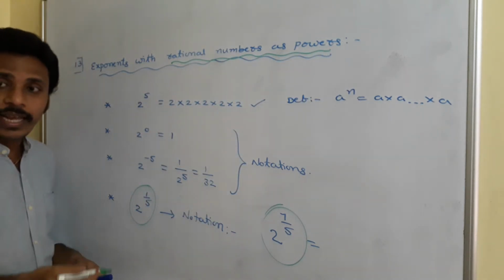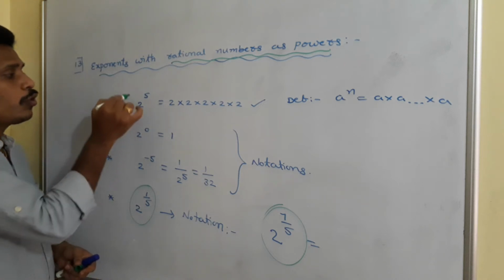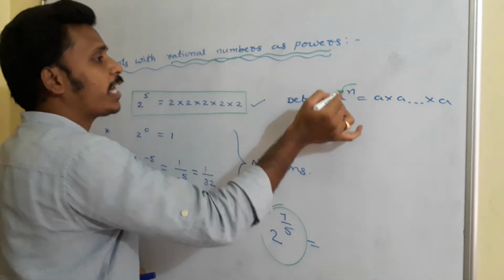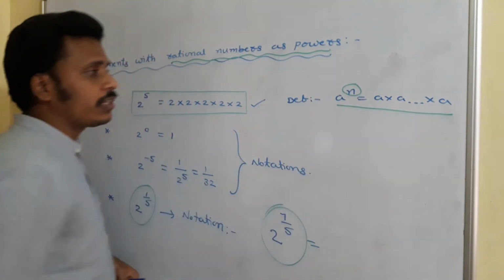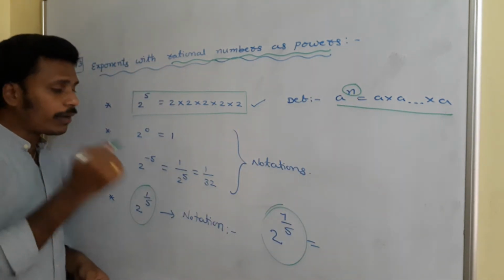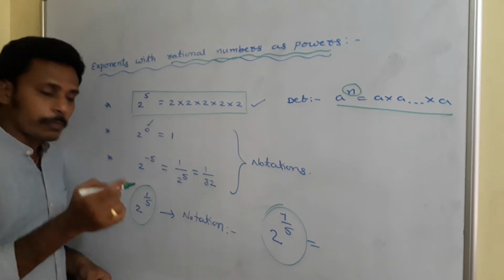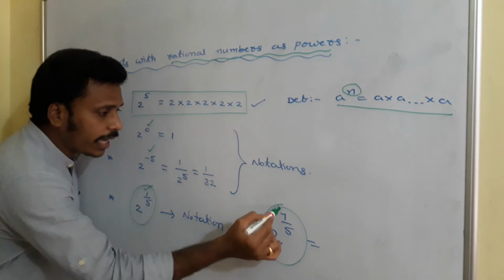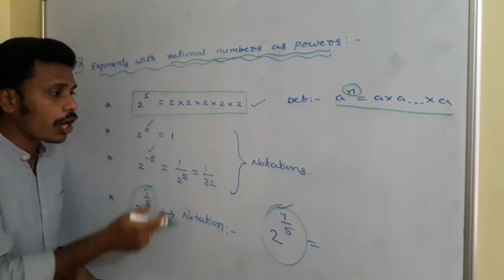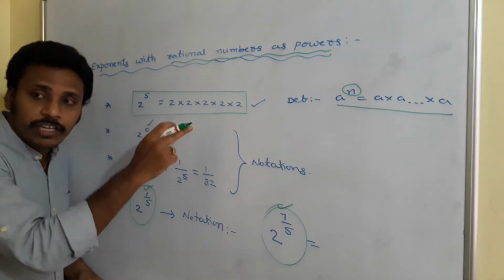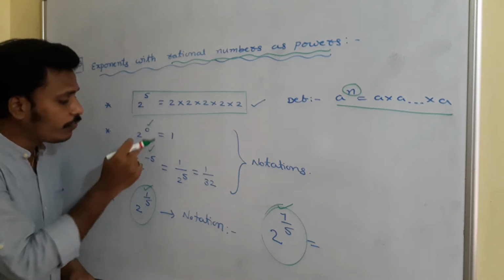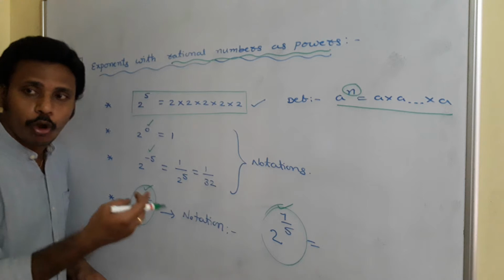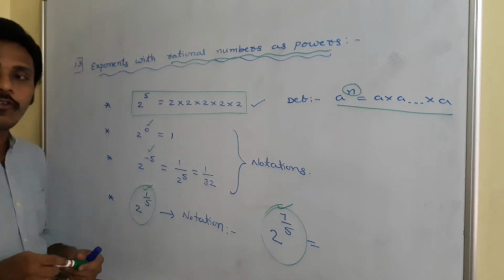Once again, I am repeating for you. Multiplication of 2 for 5 times, if this n is a natural number, is true as per this definition. If that power is 0, an integer, or a rational number like this, all these things are meaningless as per the definition of exponent, but we use all these notations in solving problems and in multiplication and division of exponents.